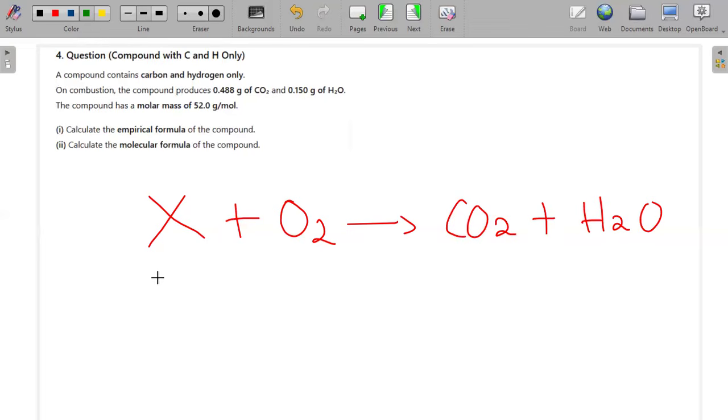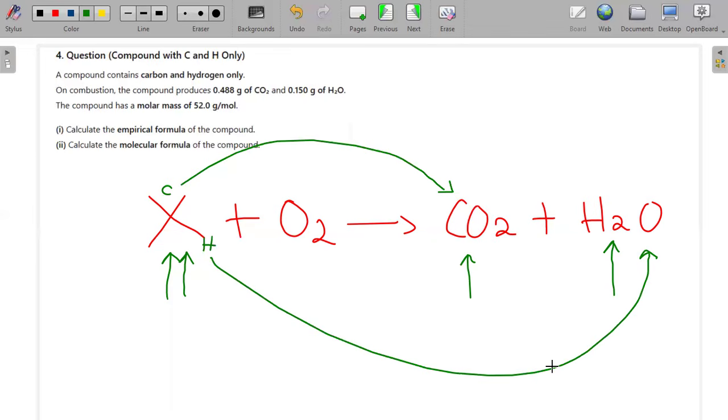So now, the amount of carbon in this unknown organic compound is equal to the amount of carbon that goes on to form carbon dioxide. And the amount of hydrogen in this unknown hydrocarbon is equal to the amount of hydrogen that goes on to form the water there. Simply meaning that all the carbon that was in this unknown organic compound goes on to form carbon dioxide. And all the hydrogen that was in this unknown organic compound goes on to form what? Water. That's what I mean.